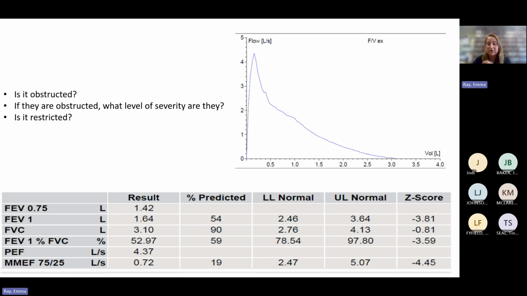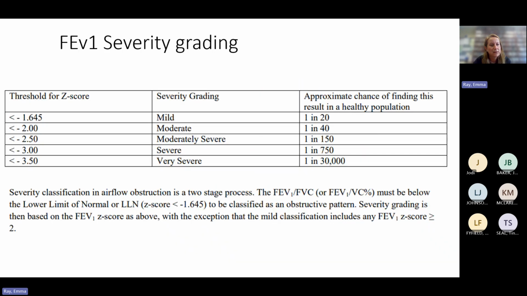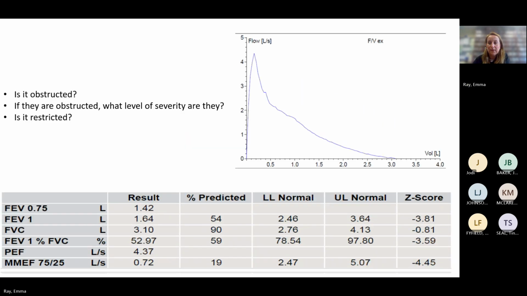And if we look at the severity grading, this patient's basically got obstruction with a low FEV1, but we want to grade the severity. So if we look at that, what did we say? It's very severe. So they come into the very severe category because it's less than minus 3.50. Okay.